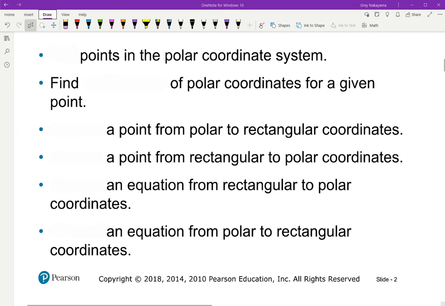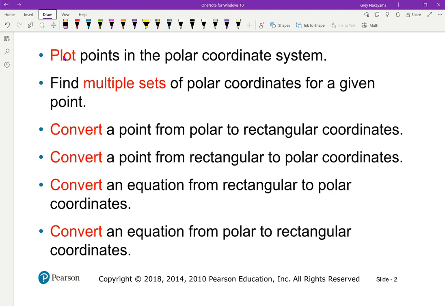Okay, so what we're going to talk about in this lesson is actually plotting points in the polar coordinate system. We're going to find multiple sets or names, and then we're going to do a lot of conversion. First, we're going to convert points from polar to rectangular, and then we're going to go from rectangular to polar.